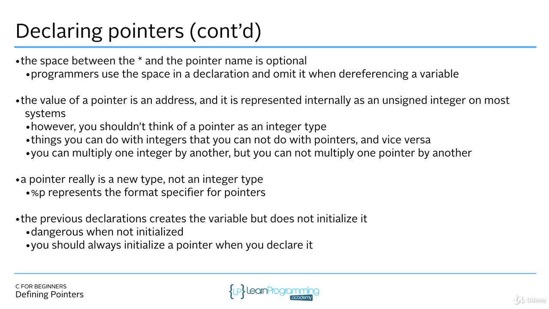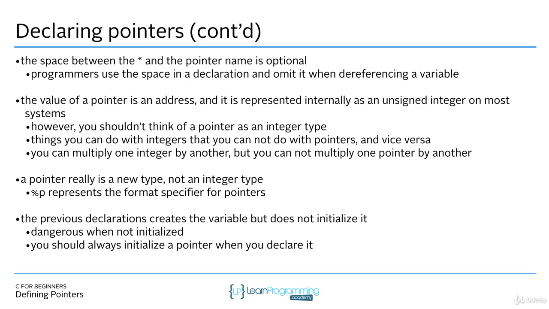The %p represents the format specifier for pointers. I'm going to go through displaying the different data for a pointer, and we'll see how that's used. The previous declarations create the variable, but there is no initialization. There's no assignment there. You always want to assign a value to a pointer. It's very dangerous if you do not initialize it. So you want to initialize a pointer when you declare it.